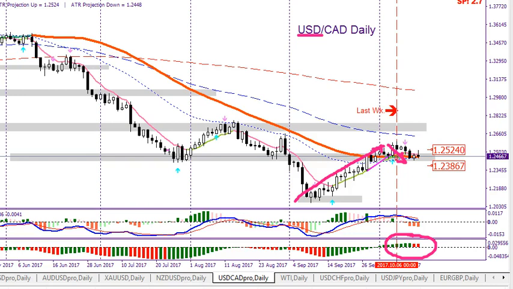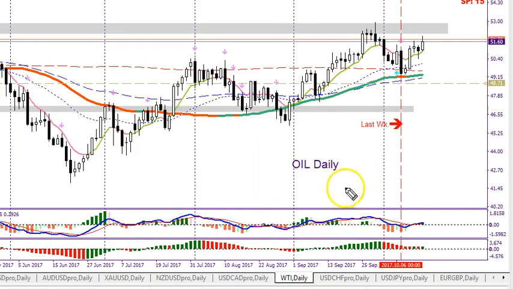Now we're going to move to the next pair. Well, the next pair actually happens to be oil. So you can take a look right here. This is the oil daily. And again, oil has moved up considerably from a support area right here. So oil had been going up, helping keep the Canadian dollar against the US currency from going down. Again, just take a look at the last chart that I just showed you.